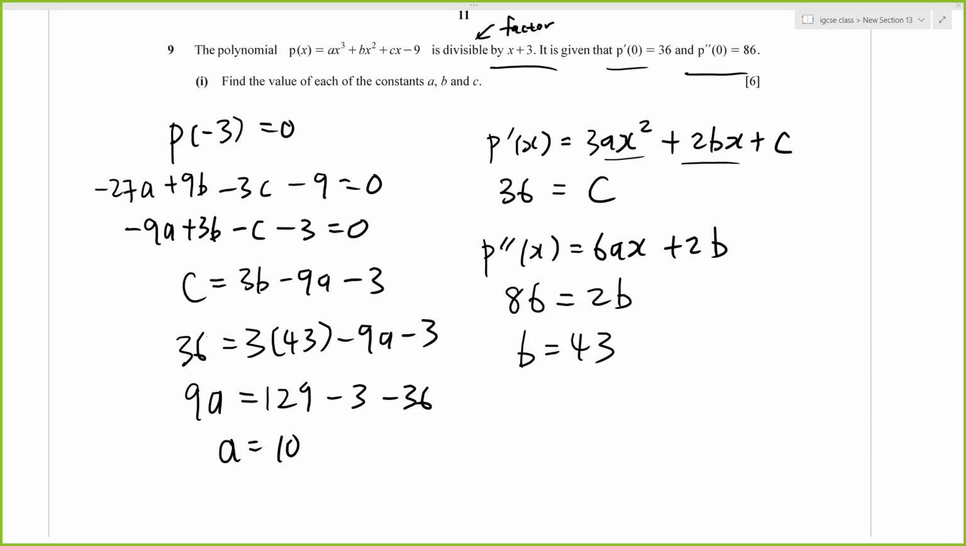Yep, so far so good. Yeah, a equals 10. My a, b, and c are also correct. I mean this question only tests whether you can understand p(x) or not.